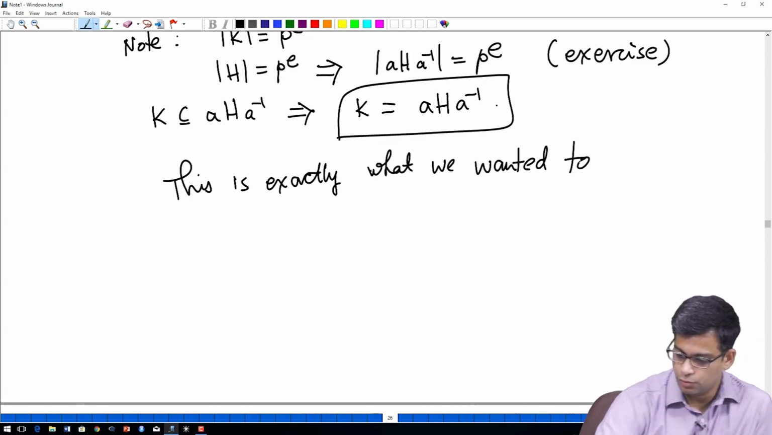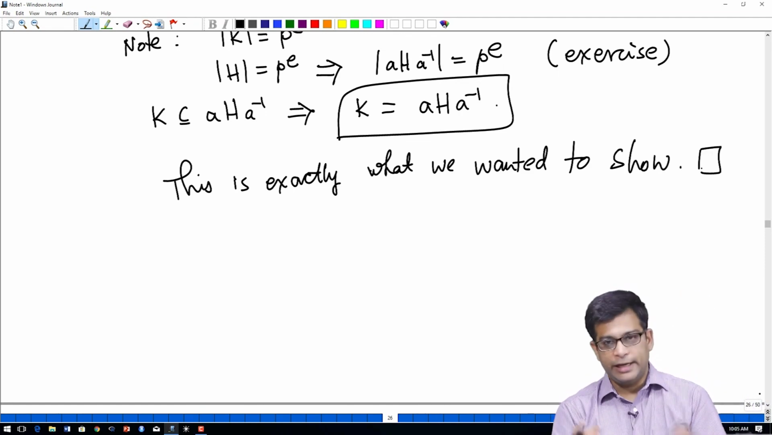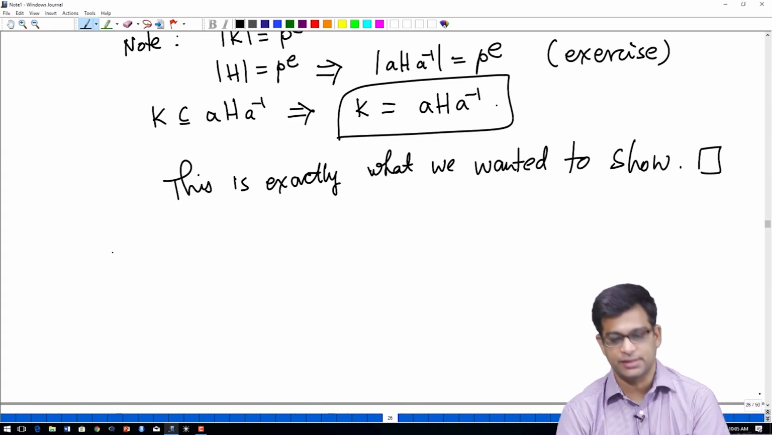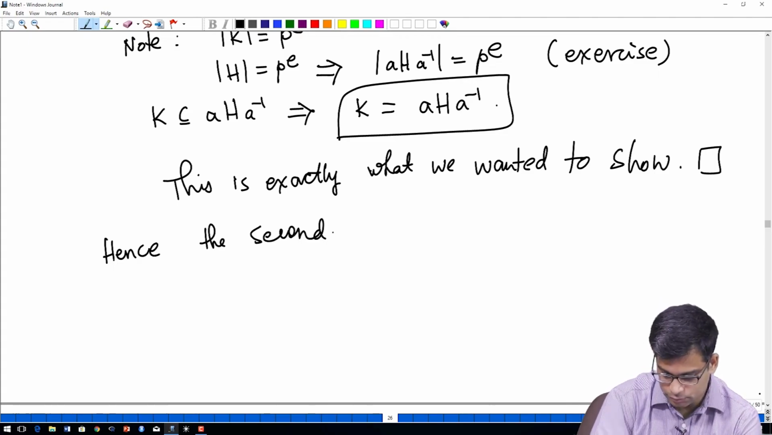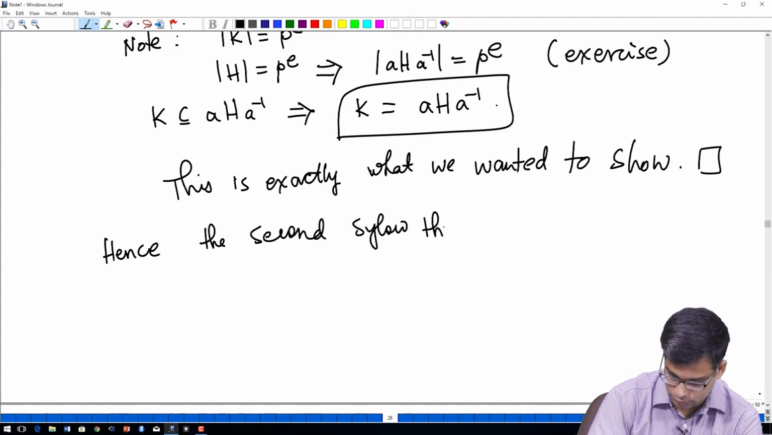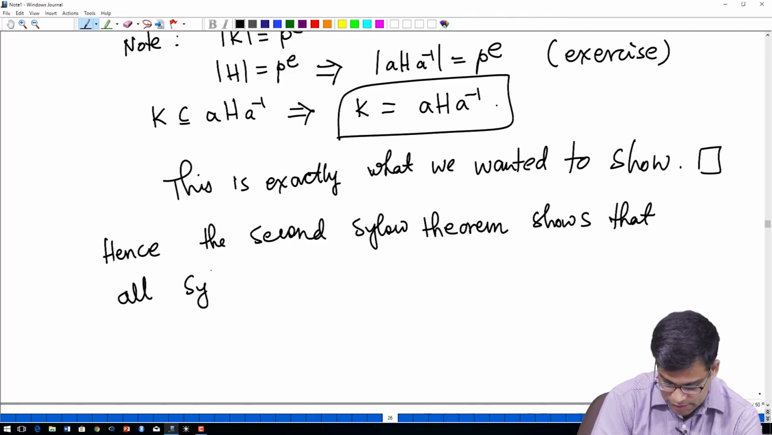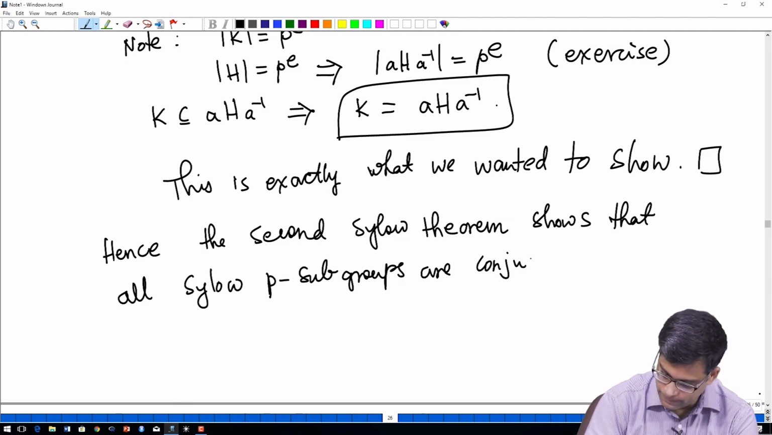Remember, this is exactly what we wanted to show. What did we want to show? Any two Sylow p-subgroups are conjugate. So, this completes the proof of the second Sylow theorem. In other words, the second Sylow theorem shows that all Sylow p-subgroups are conjugate to each other.